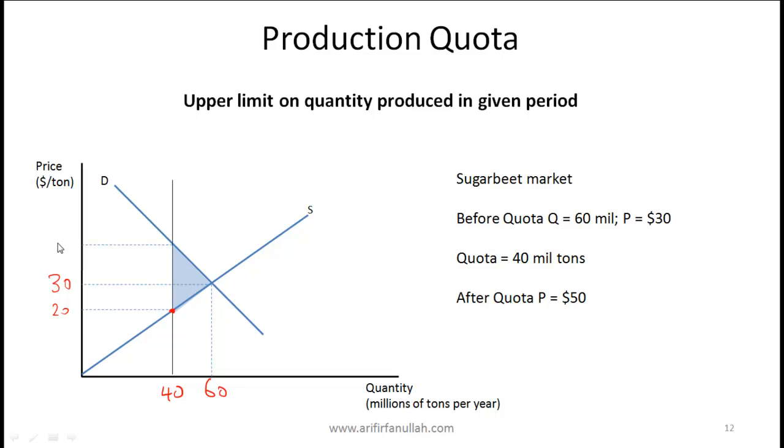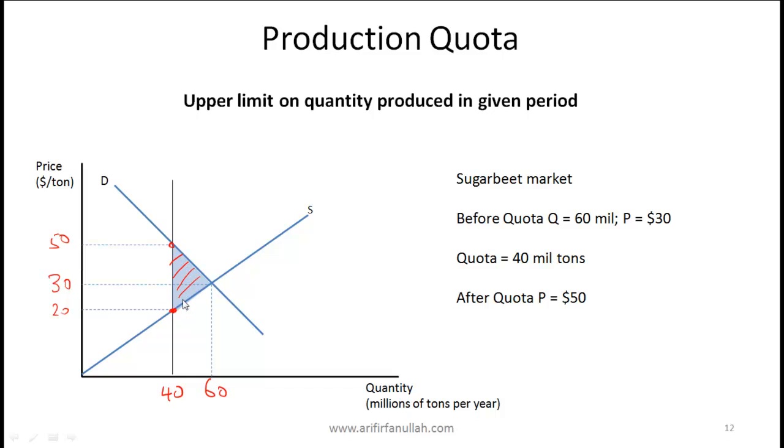And if we are stuck at this point, what is the inefficiency? The inefficiency again is the dead weight loss, or this region, because in this region the benefit to society would have been more than the cost to society of producing additional units of sugar beet. So this is our dead weight loss. Bottom line is that production quotas create an inefficiency, which is obviously bad for society.